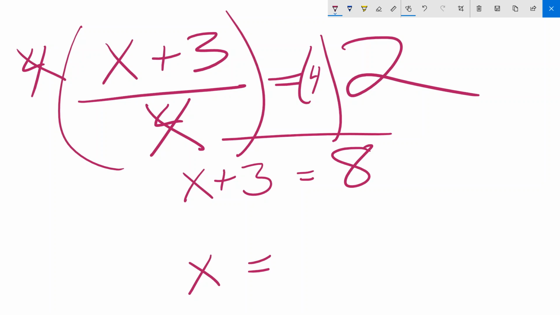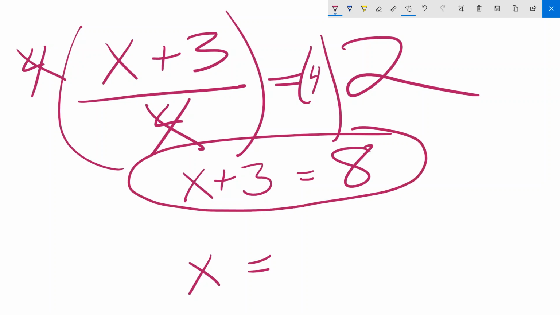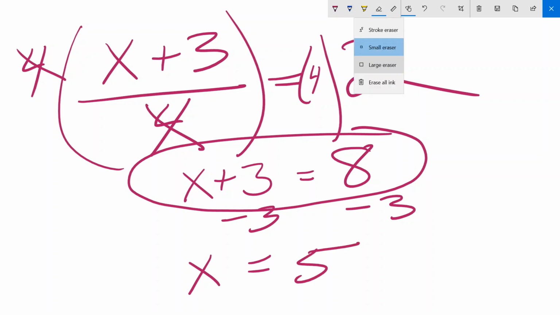Okay, now I'm starting from there. How do I get rid of the 3? Subtract it from both sides. Yeah, in other words, that 3 is being added. Okay, so the way I get rid of it is by subtracting it. So x equals what? 8 minus 3. 5. Okay. So that's a simple equation.